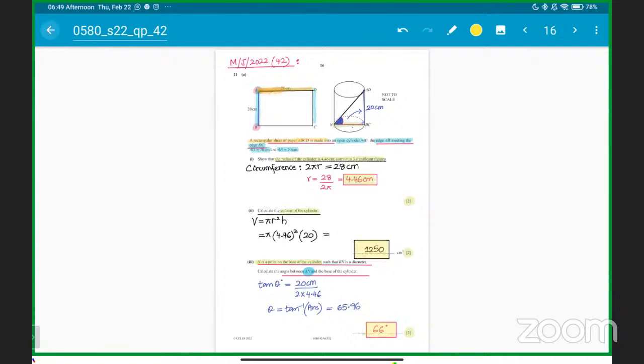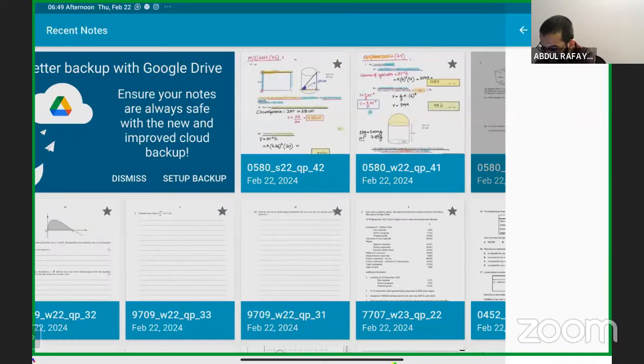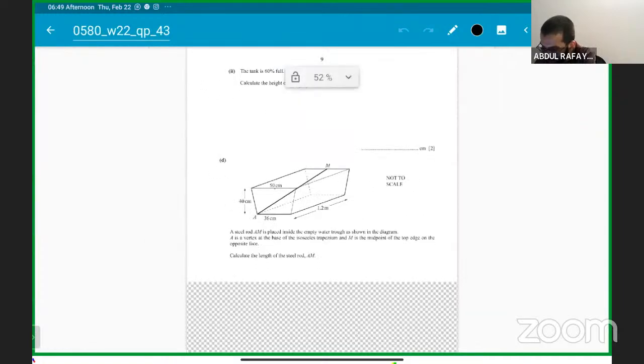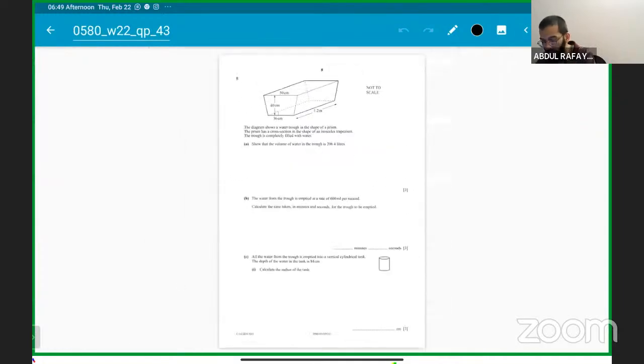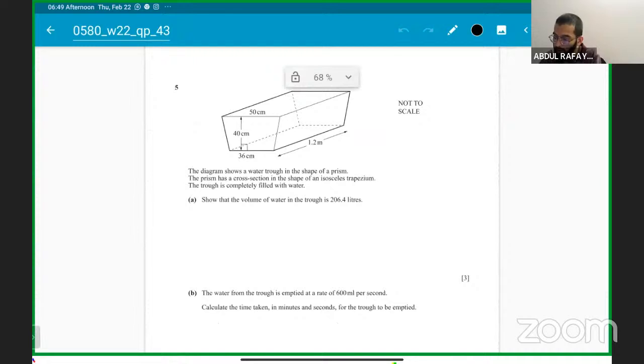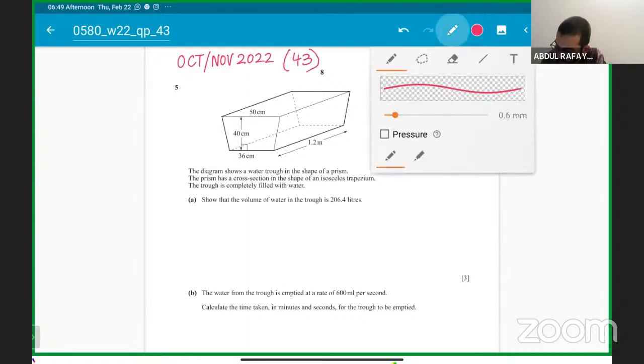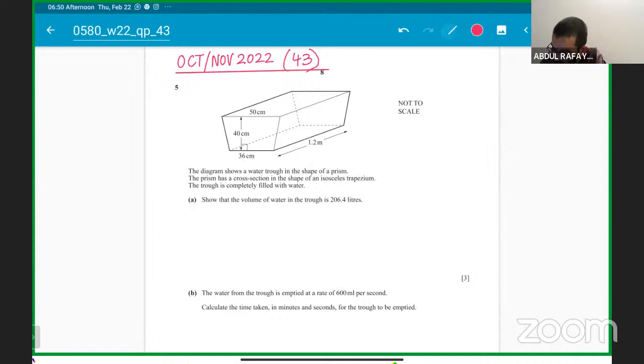Okay. So we have another question which is also a bit lengthy. Let's try to start and see till where we can understand. This is coming from October, November 2022, paper 4 variant 3. Understood? Guys with me following?